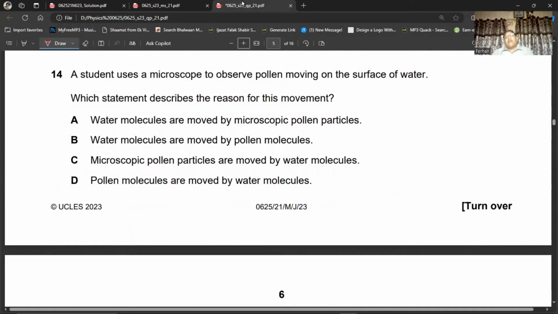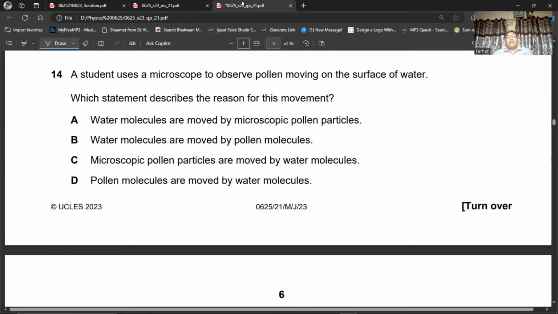A student uses a microscope to observe pollen moving on the surface of water. Which statement describes the reason for this movement? You see the pollens in the water, they do the random motion, and that random motion is basically because those pollens are bombarded with the molecules of the water, and they are basically showing the movement of the particles or molecules of the water. So water molecules are moved by microscopic pollen particles. No, the pollen particles are moved by the water molecules.